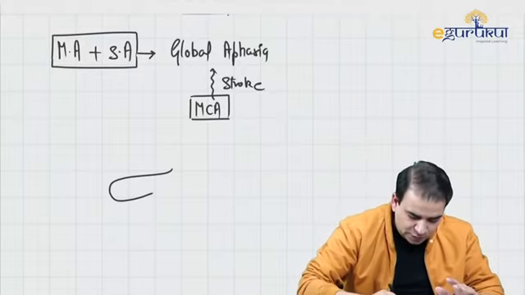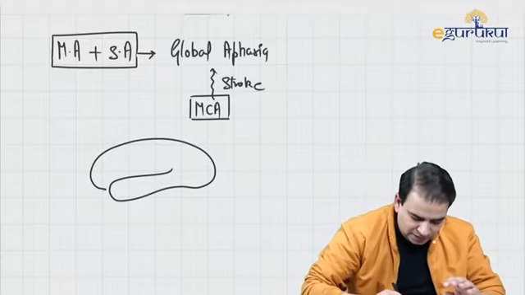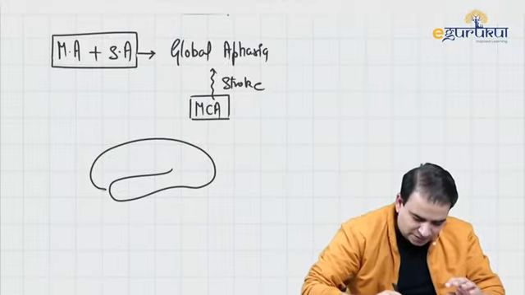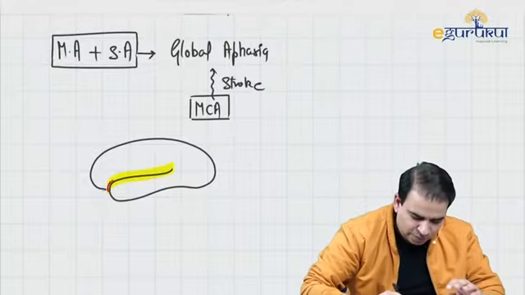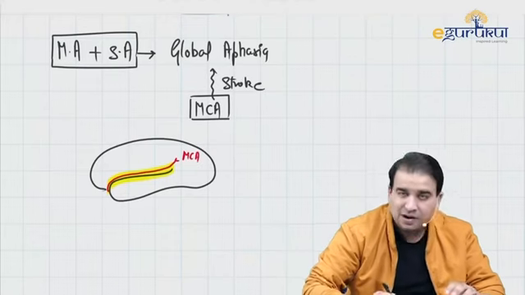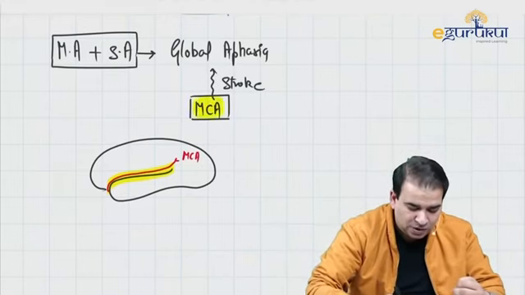If you look at this superior lateral surface, you don't have to draw it, just understand this. And this here is the Sylvian cistern, right? What we have in the Sylvian cistern, I hope you remember, is the middle cerebral artery. So I'm saying that a middle cerebral artery stroke will lead to global aphasia.